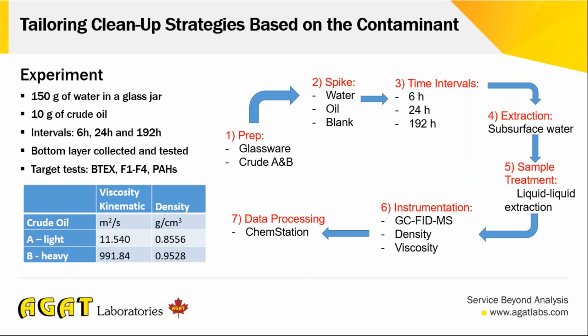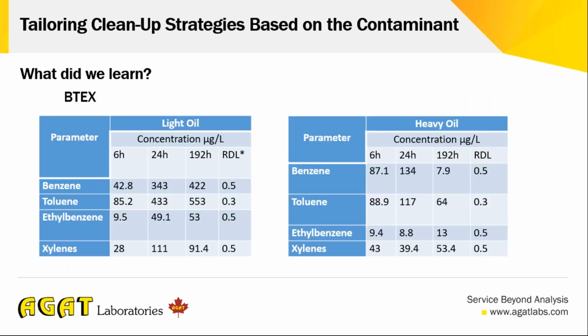And what's happening here is that the viscosity for the lighter crude oil is around 11 square meter per second, versus what we have in the heavier one, which is 991. For the density, we measured 0.85 for the lighter versus 0.95 gram per cubic centimeter for the heavier crude oil.